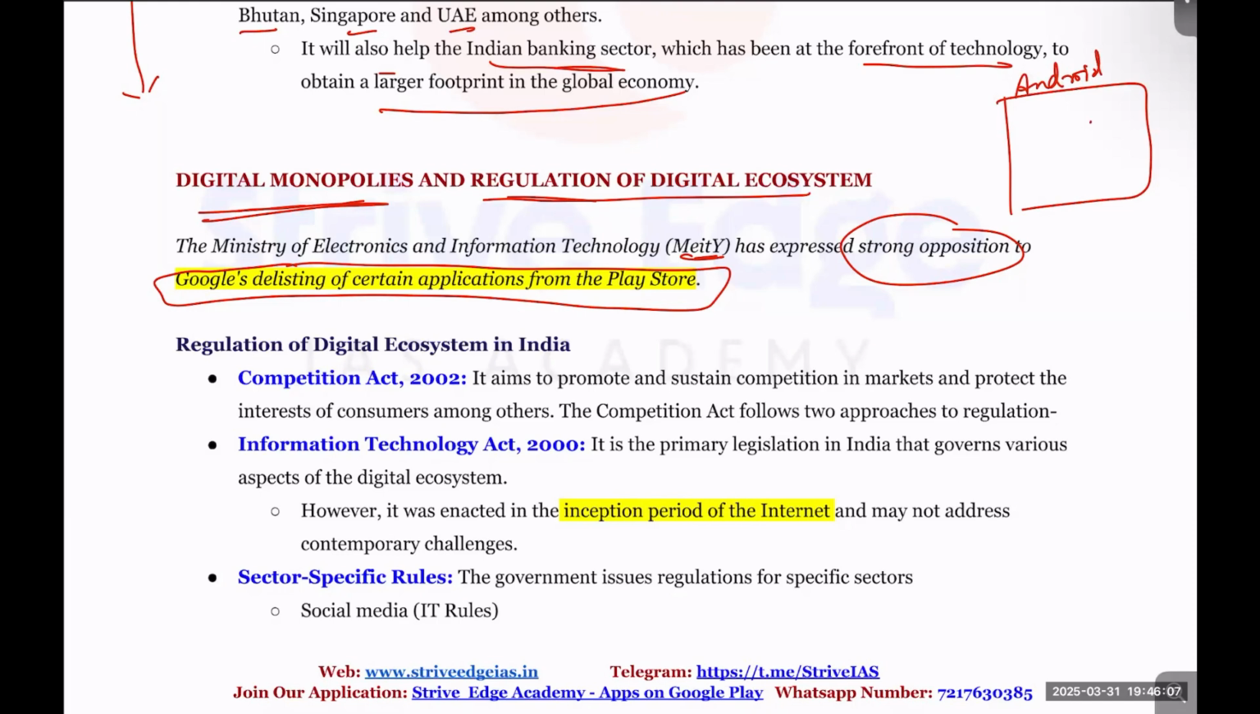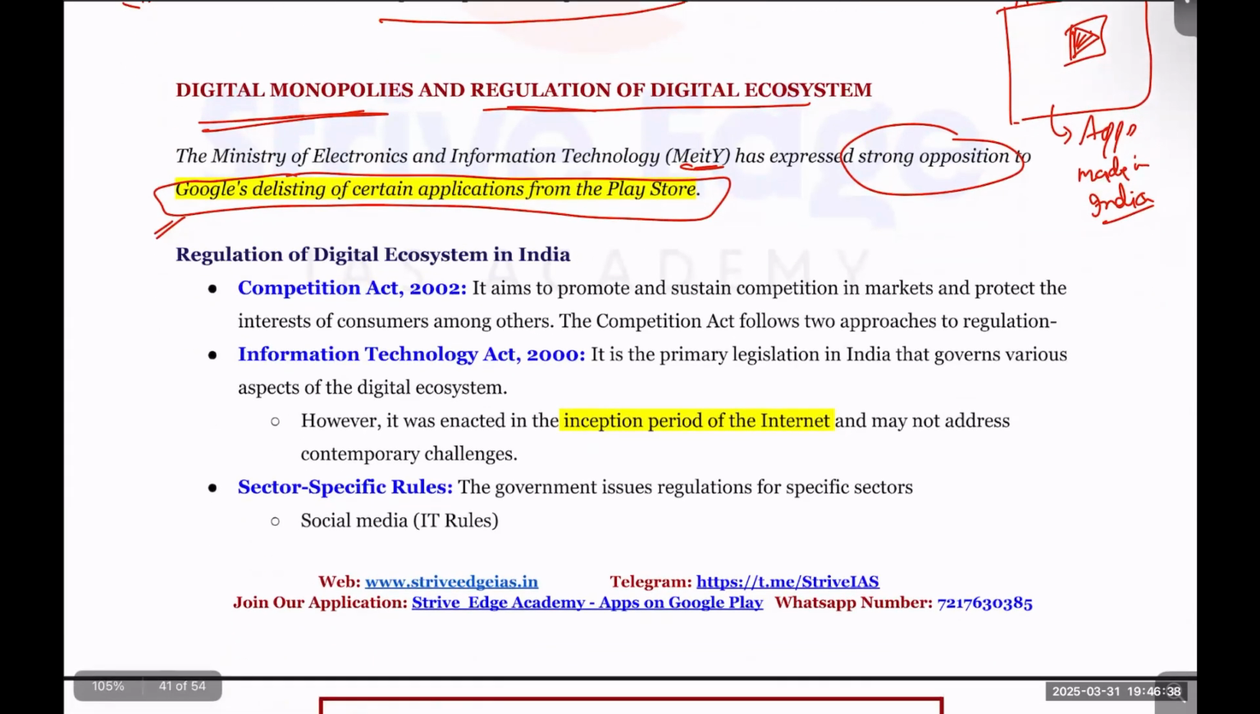In the Android system, a Play Store app is there, with this symbol. In this, all apps are listed, right? So what Google actually did was that certain apps which were made in India were delisted by Google without giving proper reasons. That's why the Ministry of Electronics has come down heavily on Google, asking why are you doing this type of practice. So what are the regulations?